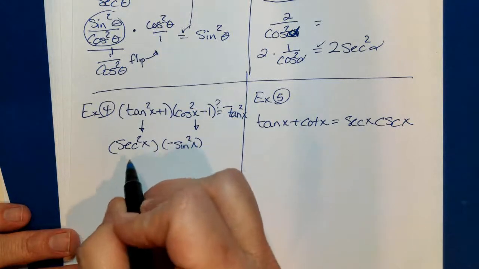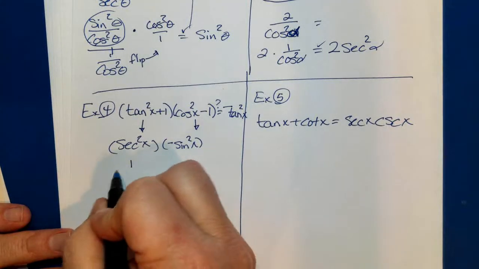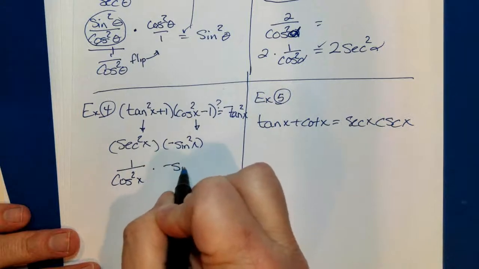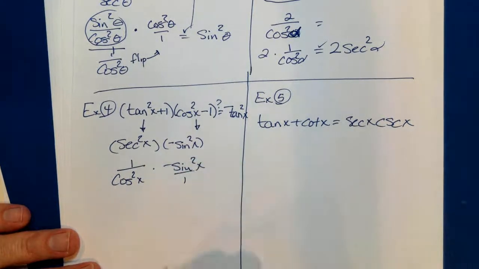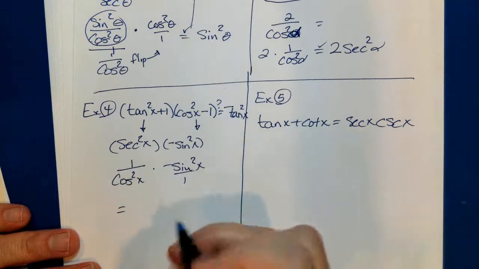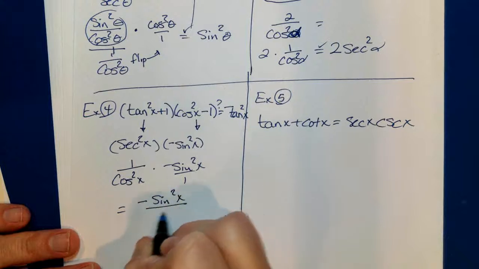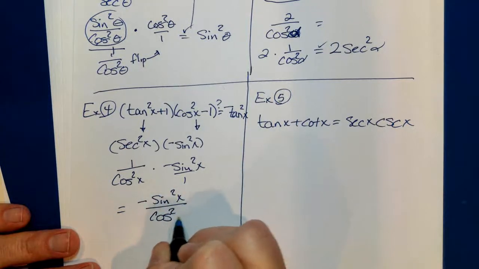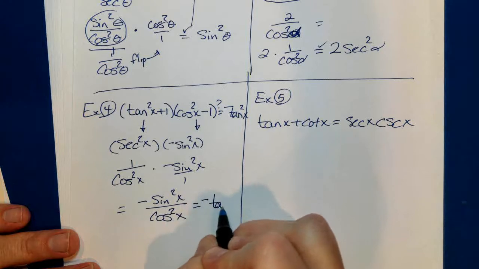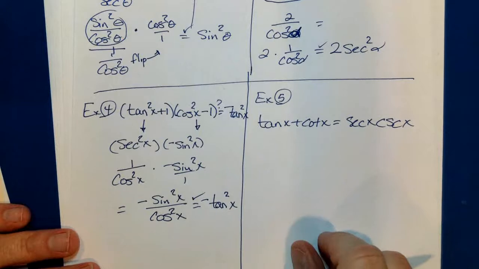Again, let's get everything in terms of sine and cosine. So secant squared, we know, becomes 1 over cosine squared. So we manipulate a little bit of algebra, top times top, bottom times the bottom. We get negative sine squared x over cosine squared x, which is what? Negative tangent squared x. That's what we were looking for.